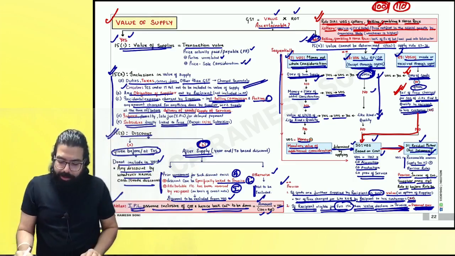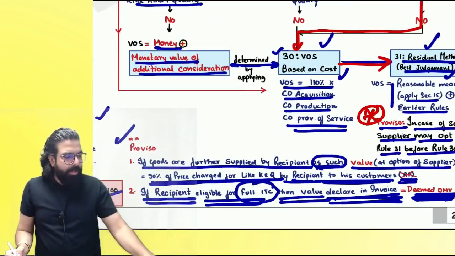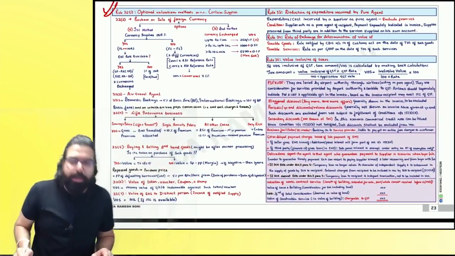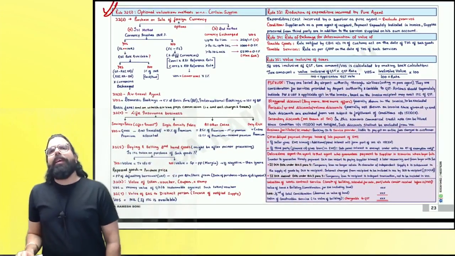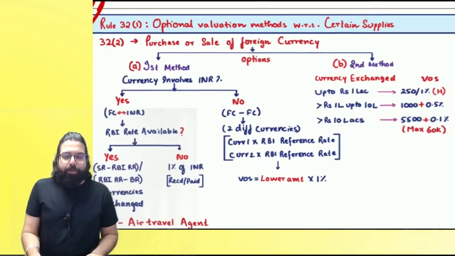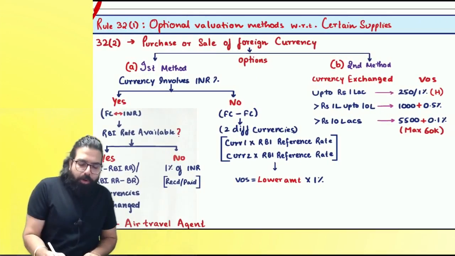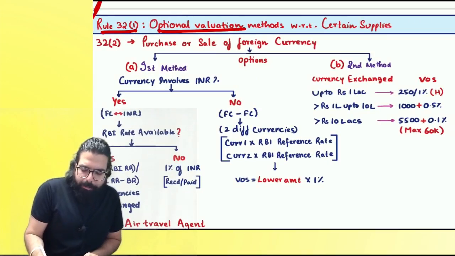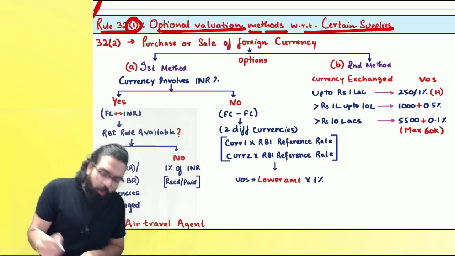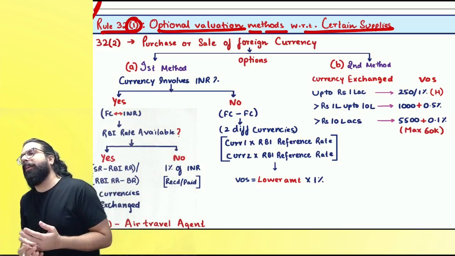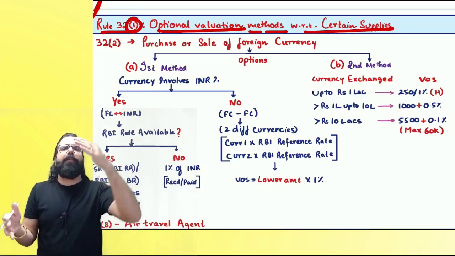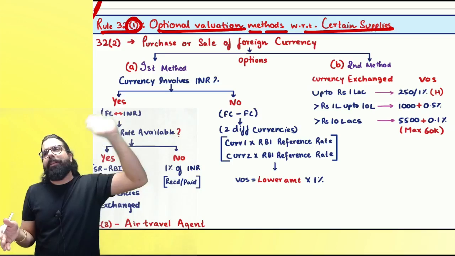Now, please remember this proviso over here that in case of service, 31 can be applied before 30. Everyone over here, please come to rule number 32. Government has the power to provide valuation methods for certain supplies, and government has provided optional valuation methods with respect to certain supplies. Can I go ahead, everyone? And when you read rule 32.1, it says that these methods are optional. If a person wants, he can follow the normal method also, and if a person wants, he can follow these valuation methods also.